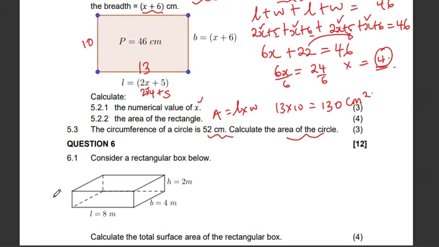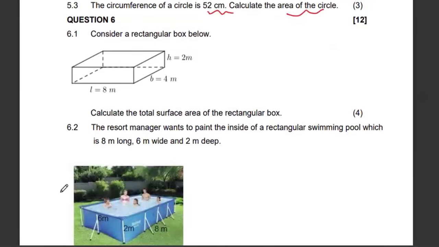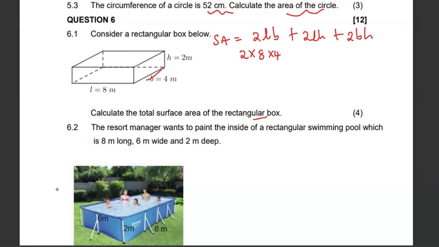Then question 6. Consider a rectangular box. They want us to get the total surface area. So the formula for the surface area is going to be twice length times breadth, twice length times height, plus twice breadth times height. So it's going to be 2 times 8 times 4, because remember the length and the breadth, which is the bottom side, is the same as the top side.